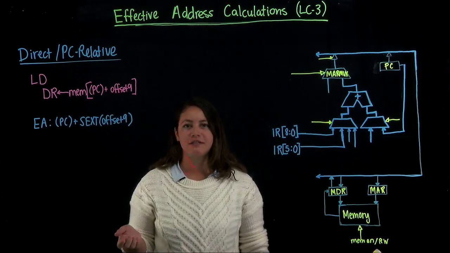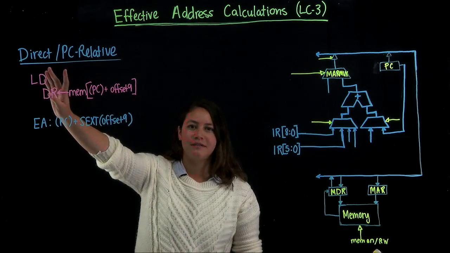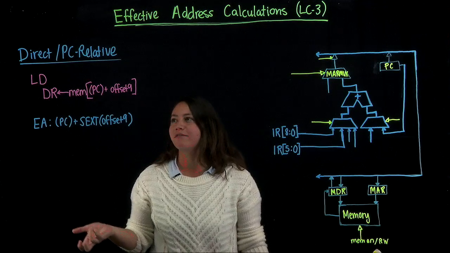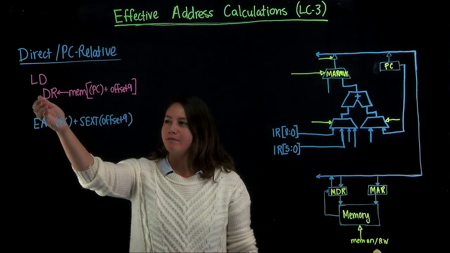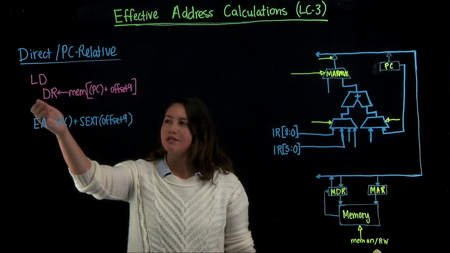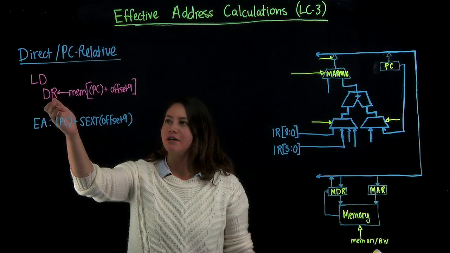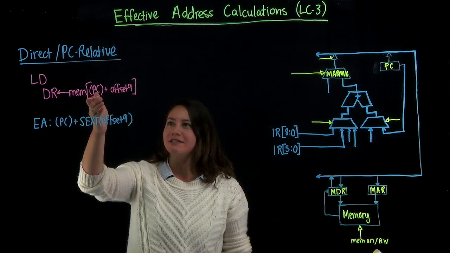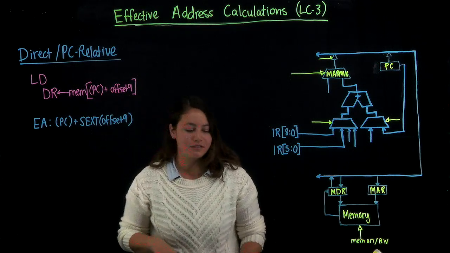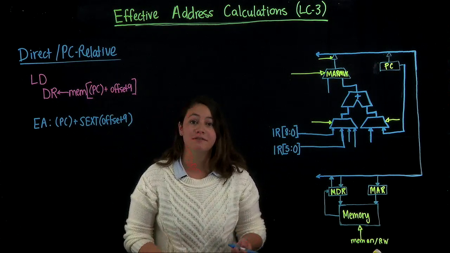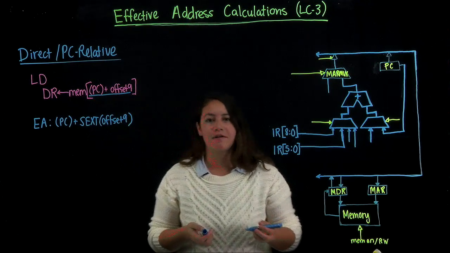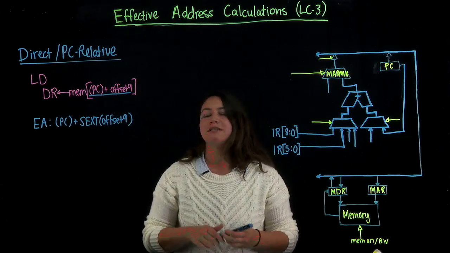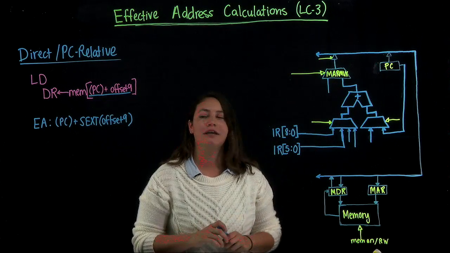So first thing that we need to think of when we're looking at direct or PC relative mode is we can think of a sample instruction like load. So for load, the register transfer notation is that the destination register gets the memory of the PC plus the offset 9. So in this case, the effective address is going to be PC plus offset 9. So that's what we're going to take a look at now, trying to calculate.